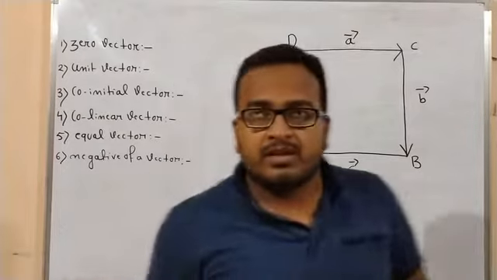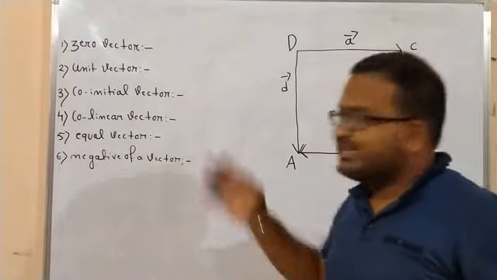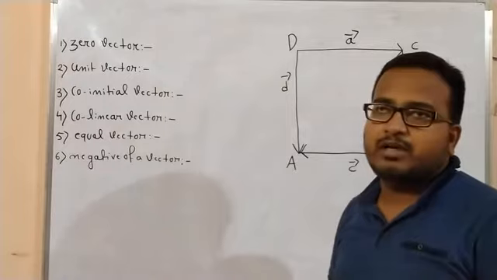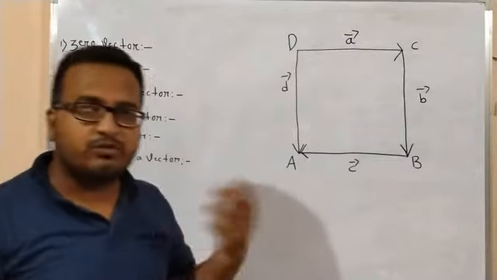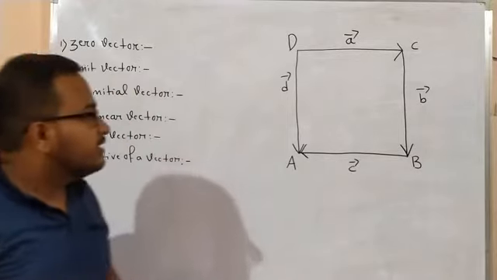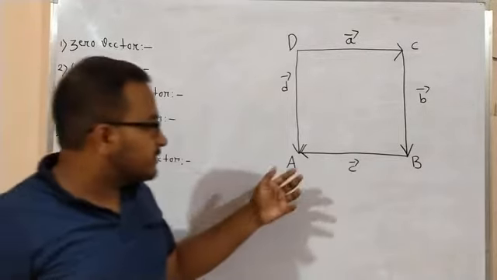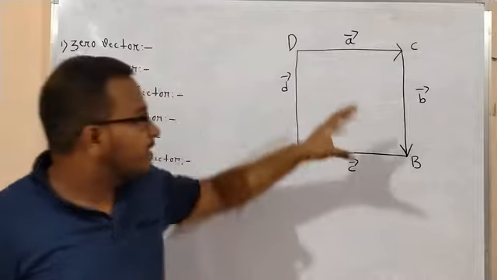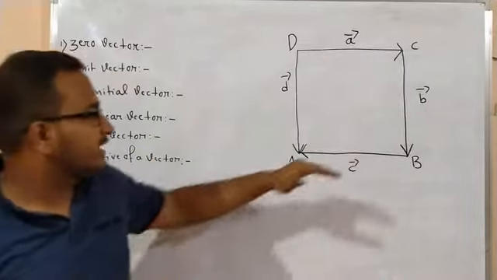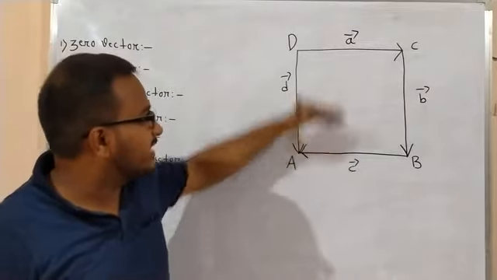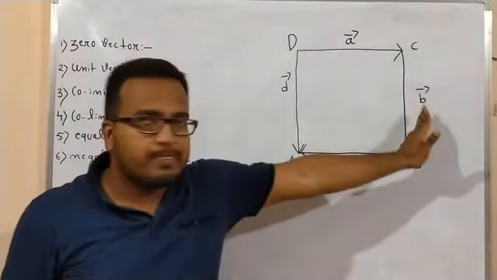Hello everyone. So this is a very interesting problem by which you can easily understand the types of vectors that we have already discussed earlier. So one diagram is there. Let us first understand the diagram. So basically this is a square. Okay, this is a square. That means this side and this side are parallel, this side and this side are parallel.